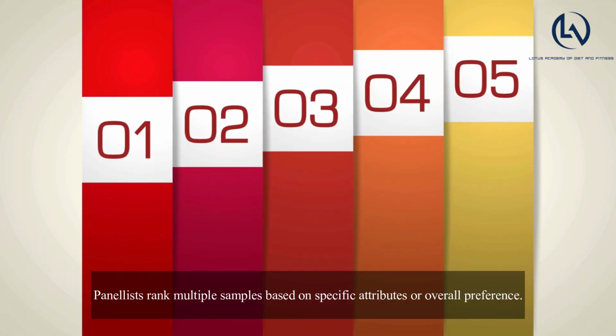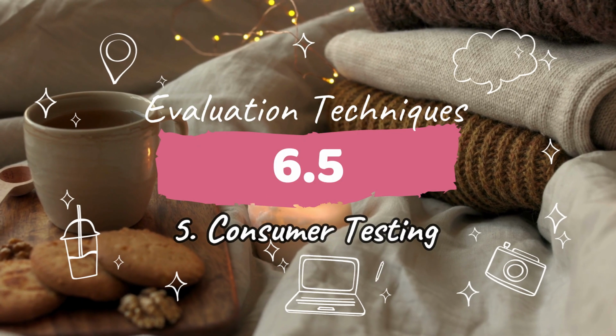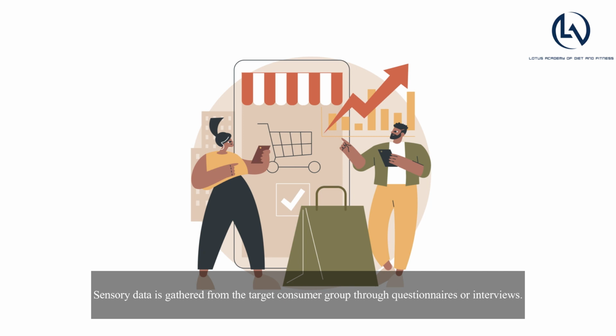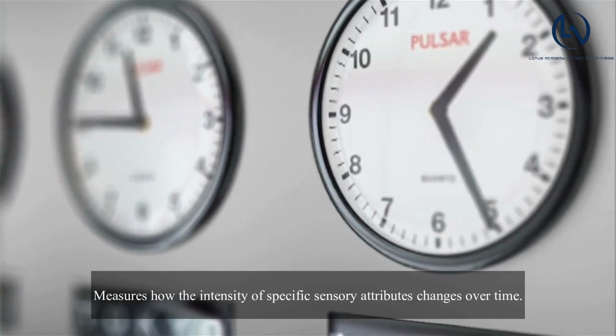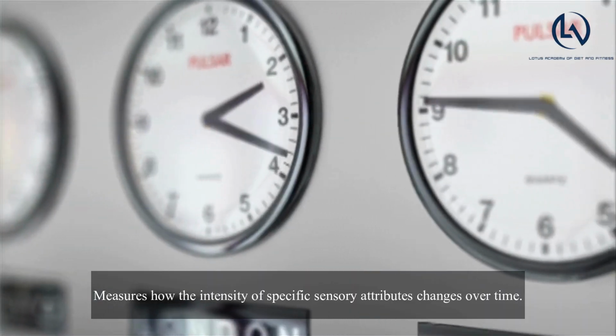Panelists rank multiple samples based on specific attributes or overall preference. Consumer testing. Sensory data is gathered from the target consumer group through questionnaires or interviews. Time intensity testing measures how the intensity of specific sensory attributes changes over time.